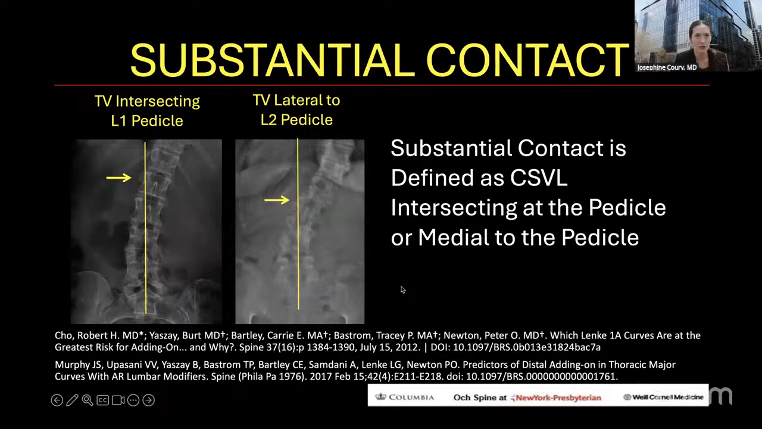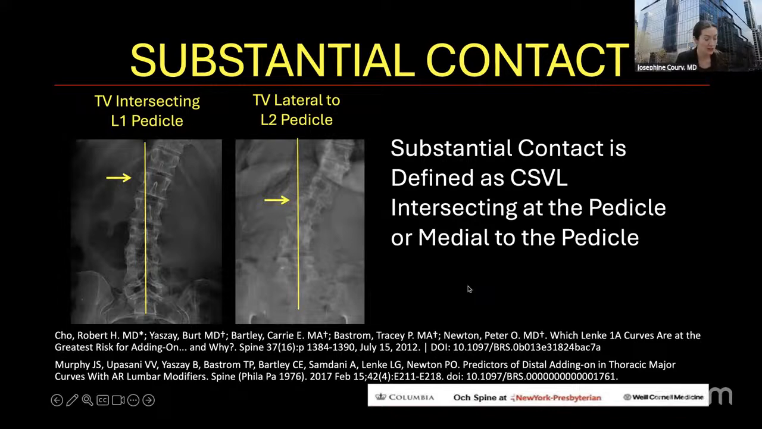But relative to the contact of the TV on supine films is this concept of substantial contact. And this was introduced by Cho et al. And it's really also kind of a part of the lumbar modifier from the original Lenke classification. But basically, substantial contact is a Lenke B modifier, or A. It's when the CSVL intersects at the pedicle or is medial to the pedicle. As you can see in this patient, right here at the pedicle, here it's medial to the pedicle, as compared to when the CSVL intersects lateral to the pedicle. That's considered not having substantial contact.